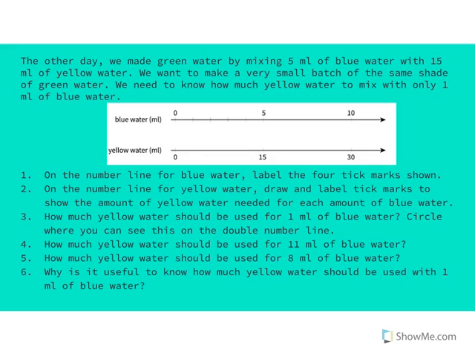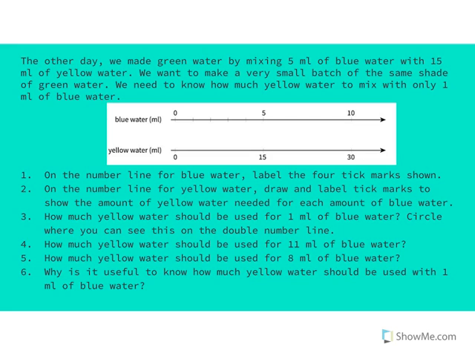Okay, so when we look at this, question 1 asks us to label 4 tick marks shown. They've already labeled both of the number lines for us. They said that the blue water is going to be measured in milliliters and that the yellow water is also going to be measured in milliliters. So let's make this as simple as possible. When we look at this, we have 0 and we have 5 and we have 4 tick marks in between.